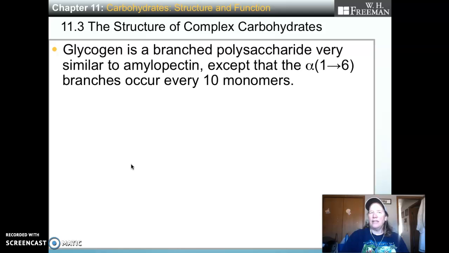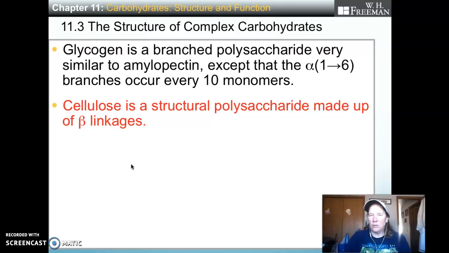It's a polysaccharide, and again, it looks very similar to amylopectin or starch, except it has slightly different branches. In amylopectin the branches occur every 30, so after every 30 glucose molecules there's a branch. In glycogen, there's a branch after only every 10.